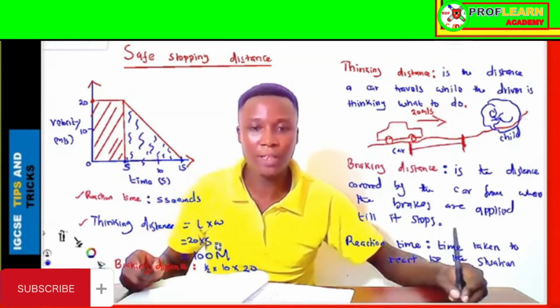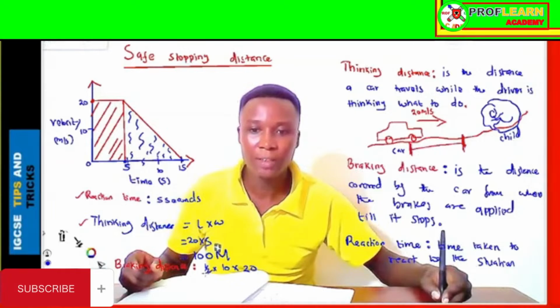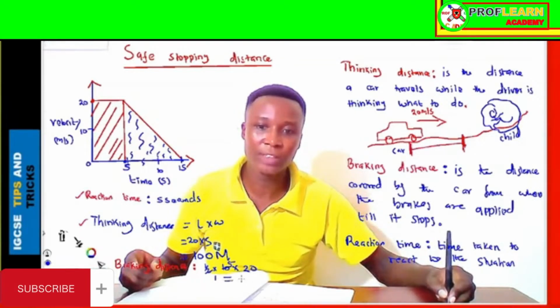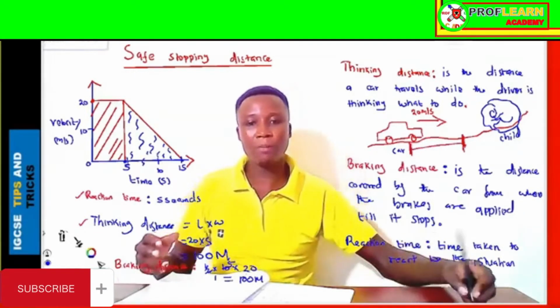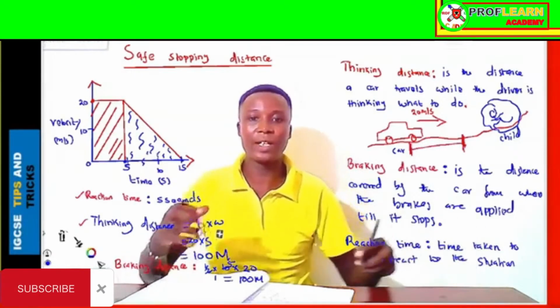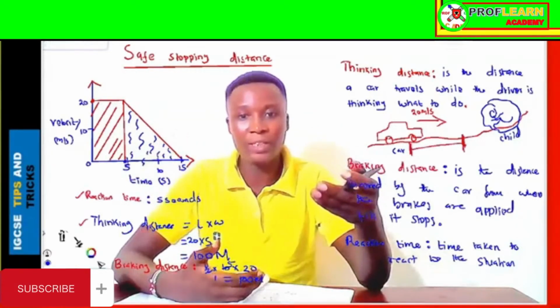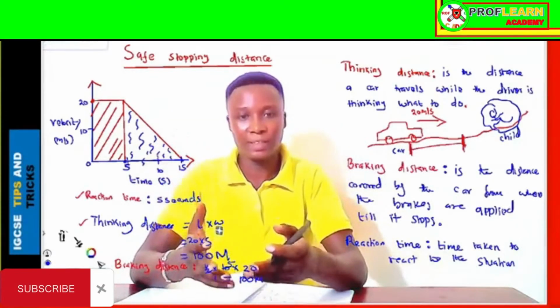And therefore, we can now work this out: a half times 10 is 5, times 20, and this is going to give us 100 meters. It's not automatic that we are going to have same thinking distance and braking distance, but it's just by coincidence the two distances are the same.